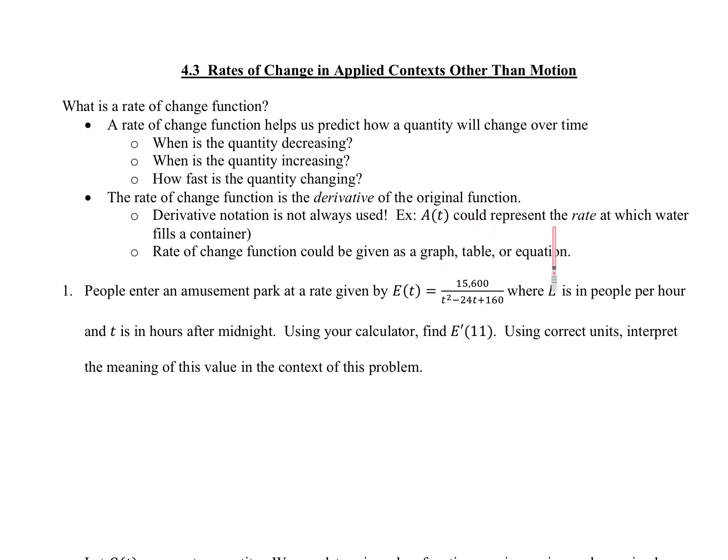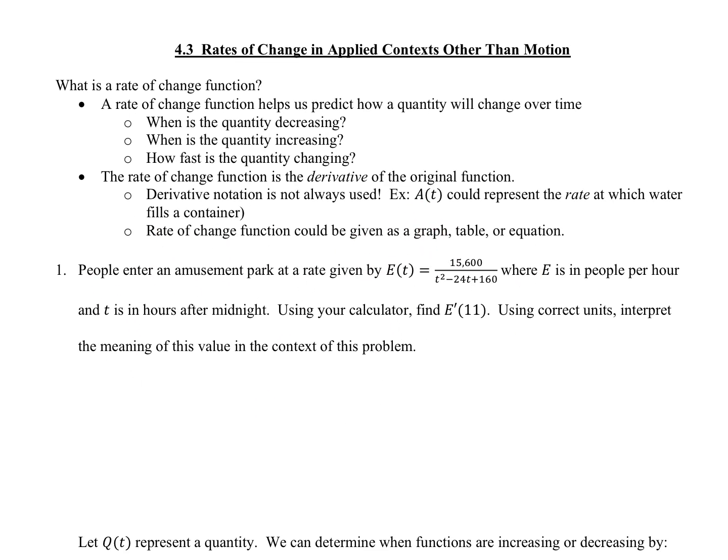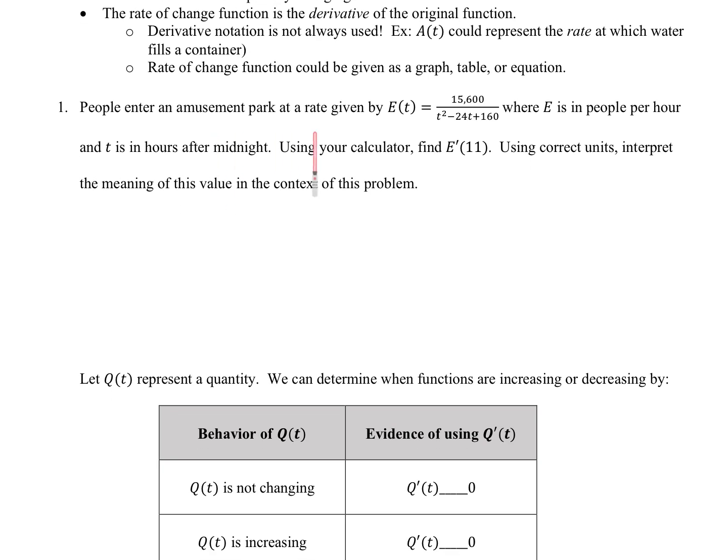A of t could represent a rate that, say, water fills a container, which is technically a derivative, which would technically be a prime, but they can name it whatever they want. Rate of change could be given as a graph, table, or an equation. Okay, so this is how we could start looking at this now. It says people enter an amusement park at this given rate. So again, I'm going to let myself know this is a rate.